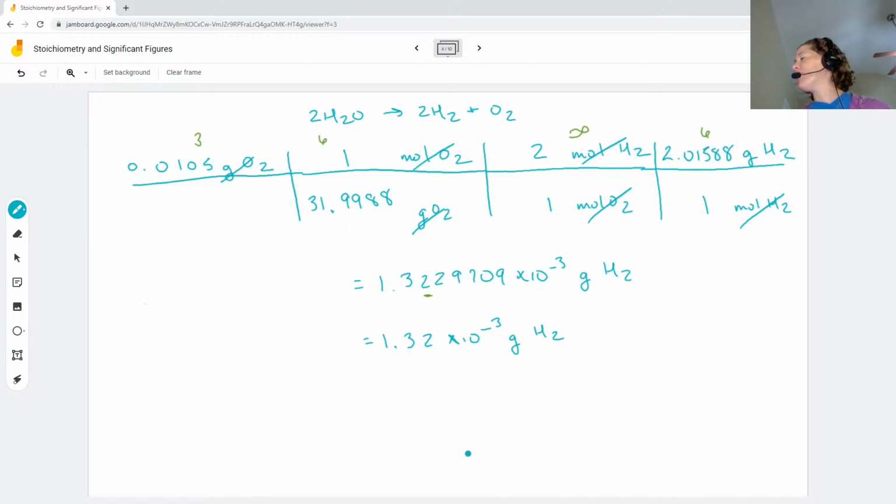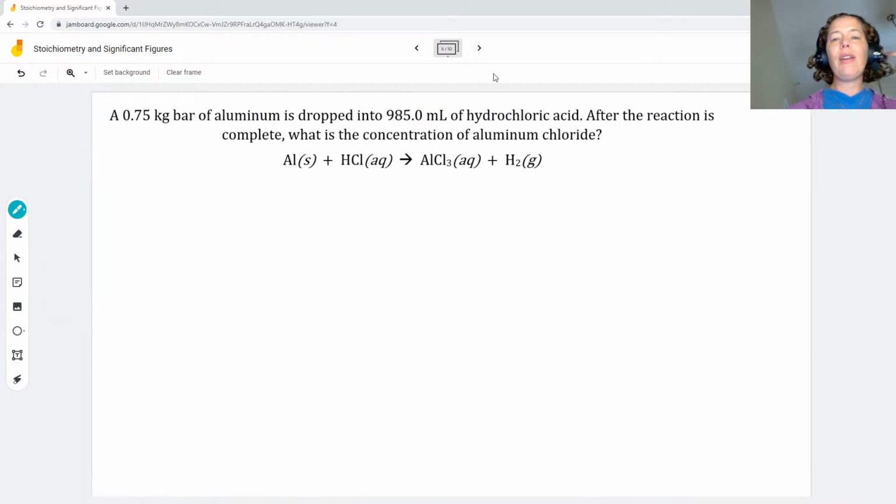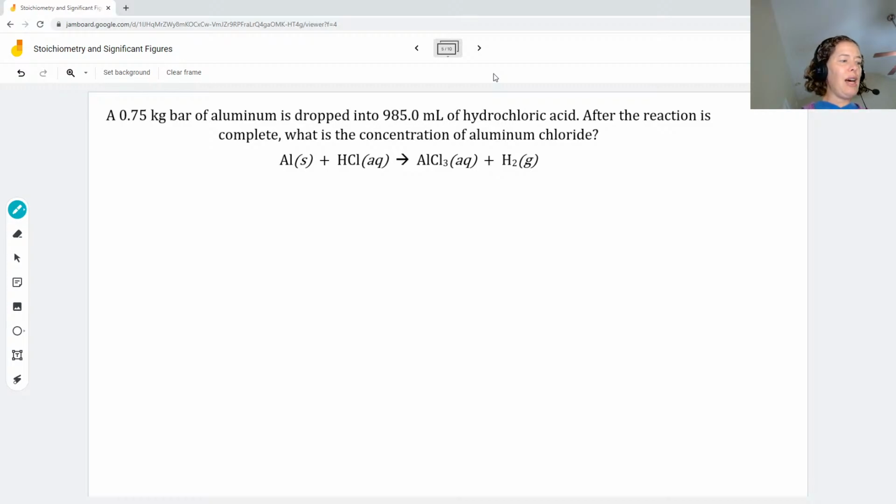Okay, let's see if there are any questions. No questions? All right, great. So that is a gram to gram stoichiometry problem. Let's go on to a next one. So I've mixed in a lot of different kinds of stoichiometry problems here.